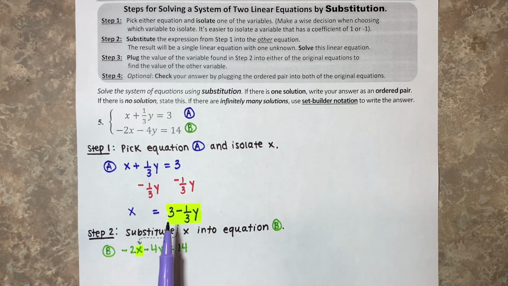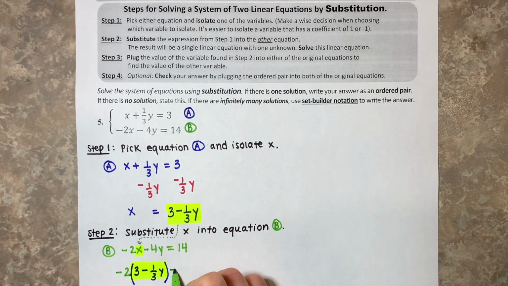We know that x is equal to this quantity, so we're going to plug this quantity in for x right here. That will leave us with -2, and instead of x, we're going to write 3 minus 1/3 y, and then we'll bring down the minus 4y, and the equals 14. So I've copied down this exact equation right here. The only change I've made is that I've replaced x with this quantity right here. Now we have an equation involving only one variable, y in this case. So now we want to go ahead and solve this equation for y.